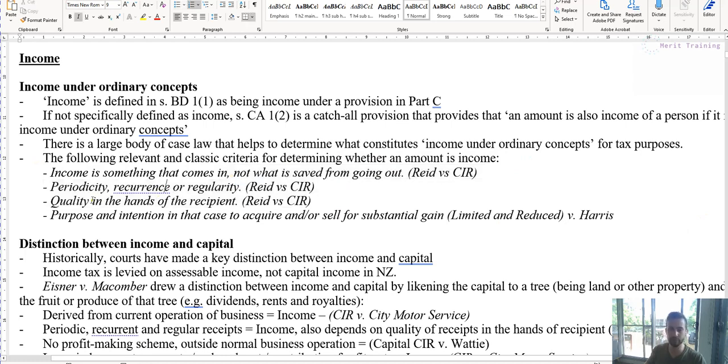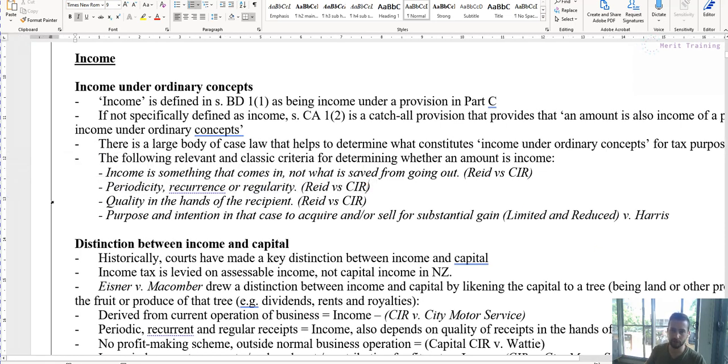Also the periodicity, the recurrence or regularity. So how often is this coming in? For example, your income from your job, you get that every fortnight or every month. Whereas if you're getting a capital event, for example the sale of a business, that would generally only happen once, right? So that would fail that test if it's a sale of a business. So if it's regular, it's more likely that it's income. Next is quality in the hands of the recipient.